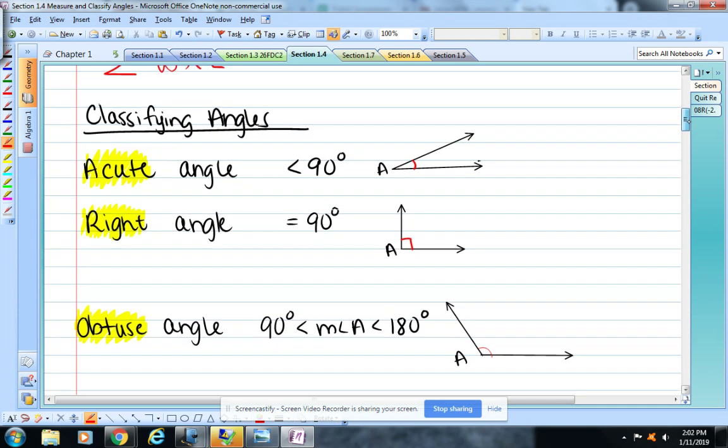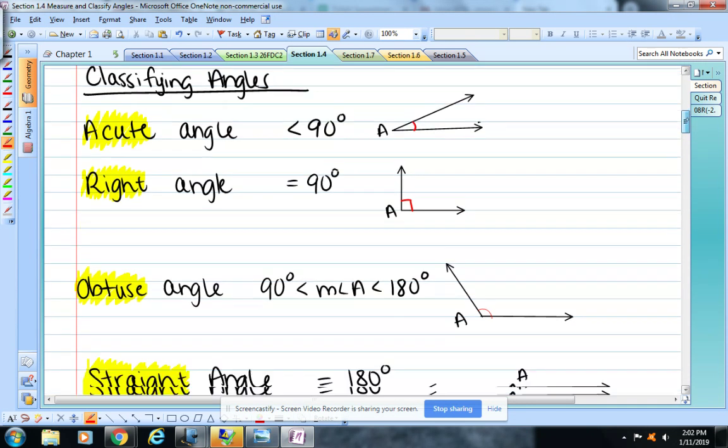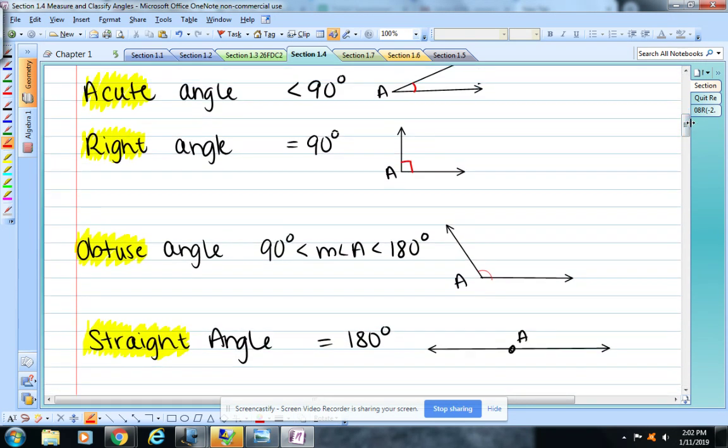All right, so one usually looks like this if it's obtuse. See how it's going back further than 90 degrees. The last one is called a straight angle. A straight angle is just a line. Okay, a straight angle is a straight line. It's exactly 180 degrees. Okay, a straight angle is a line, and it's 180 degrees. Simple, huh?